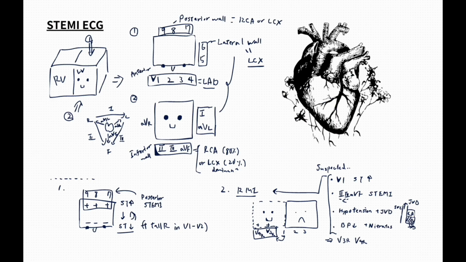This simple schematic approach allows you to understand STEMI patterns clearly and systematically. If you remember the relationship between myocardial regions, ECG leads, and coronary arteries, you will have a highly practical framework that works both in exams and in real clinical practice.